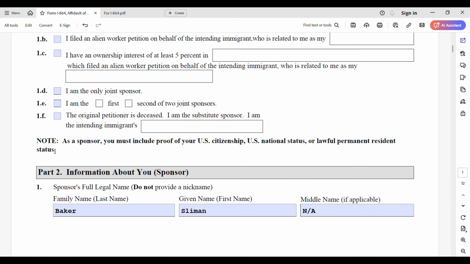Let's read this note right here. It is very important. As a sponsor, you must include proof of U.S. citizen, U.S. national status, or lawful permanent resident status.